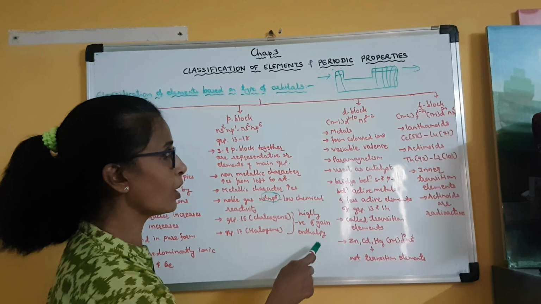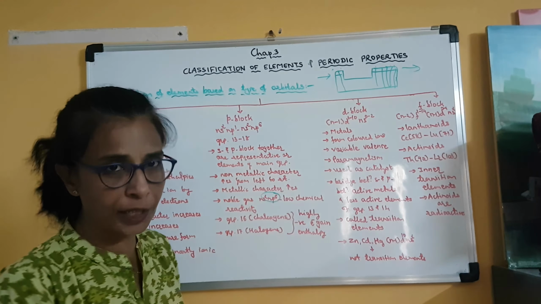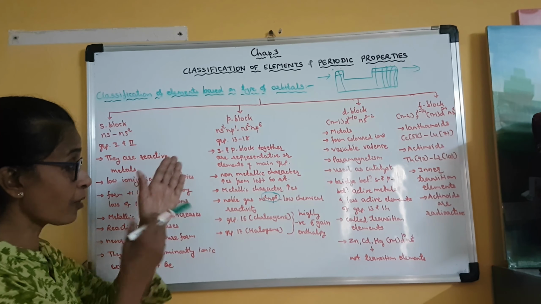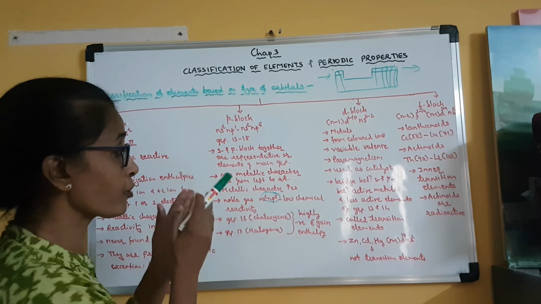When we study periodic properties, electron gain enthalpy is one of them. At that time we will discuss in detail what is meant by highly negative electron gain enthalpy. Just from the short note point of view, or for the classification based on the type of orbital, you have to remember these general characteristics.